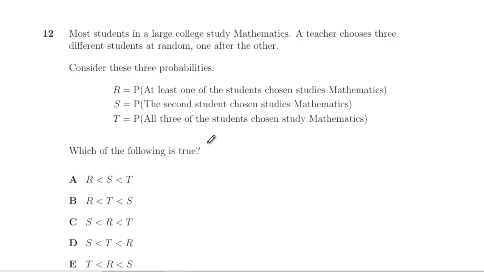Most students in a large college study mathematics. A teacher chooses 3 different students at random, one after the other. Consider these 3 possibilities. Right. The probability at least one of the students studies mathematics. The second student chosen studies mathematics. Well, that's got to be less likely because you could have any of them or specifically the second one. So it's got to be more likely that we've got R than S. And then all 3 of them study mathematics. Well, that's got to be less likely than S. So it's got to go that one. TSR.